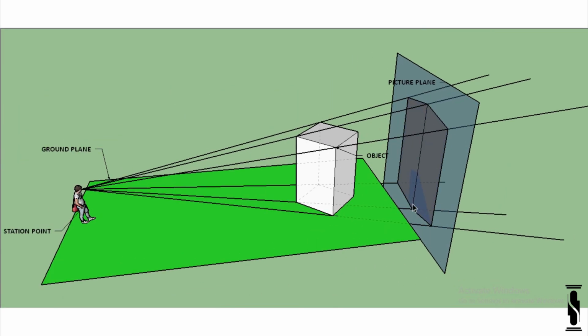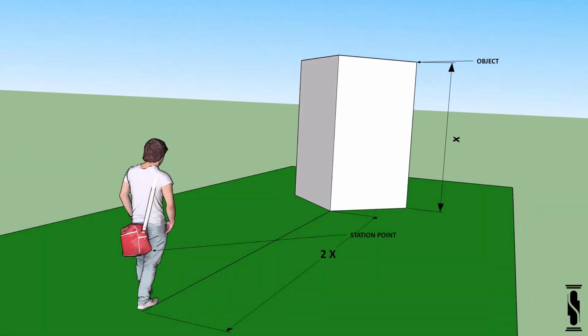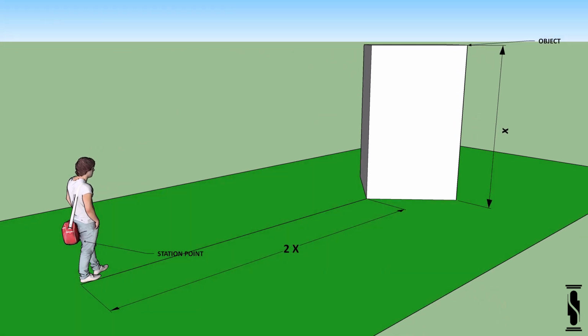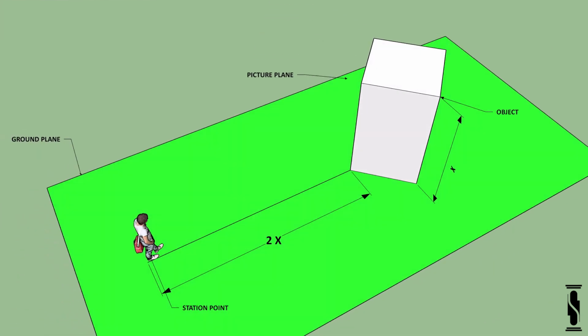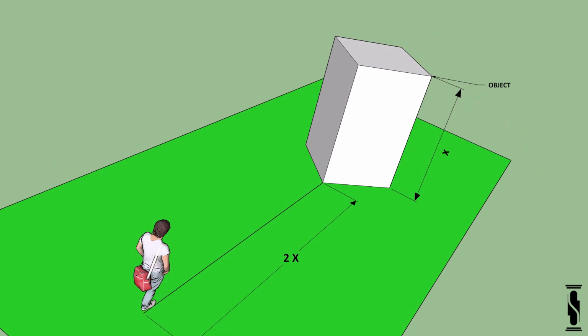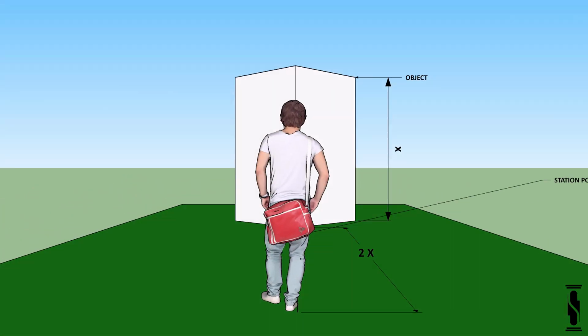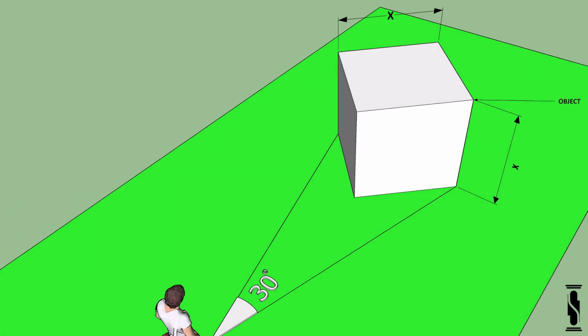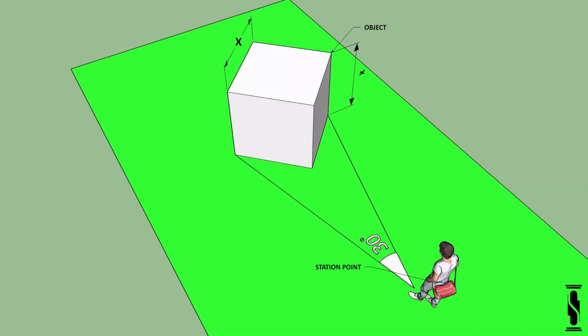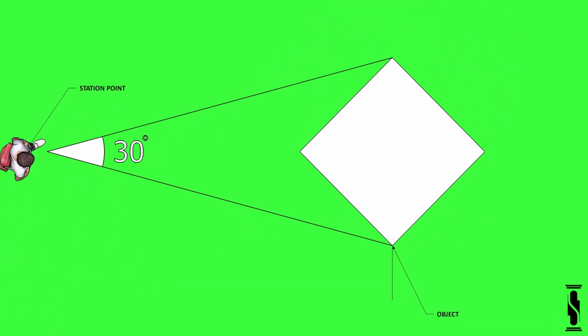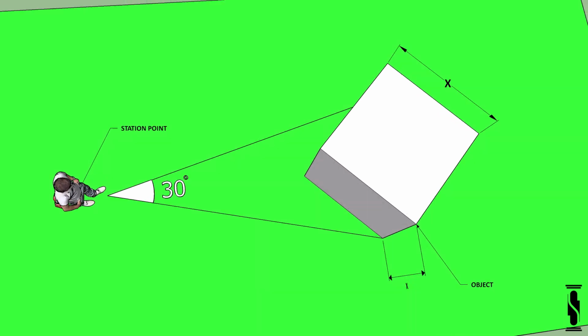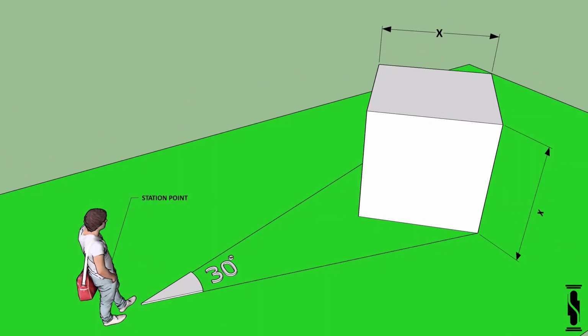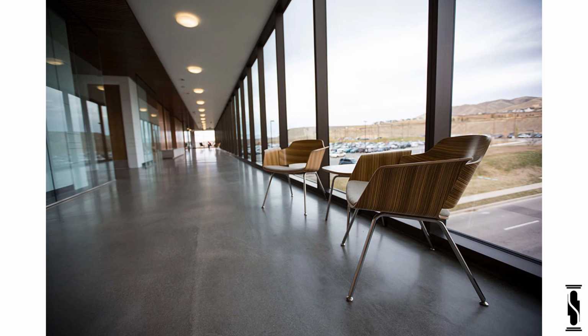The distance of the station point from the picture plane, when taken equal to about twice the greater dimension of the object, usually gives a good view in the perspective. For an object having height and width more or less equal, the location of the station point may be fixed so that the angle between the visual rays from the station point to the outermost points of the object is approximately 30 degrees. Now have a close look at these images.